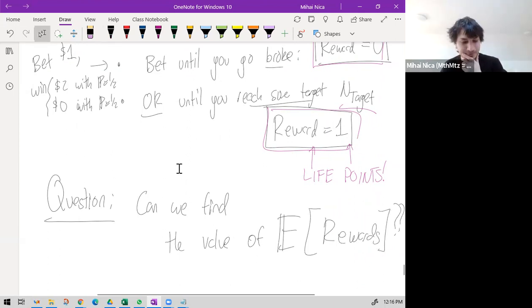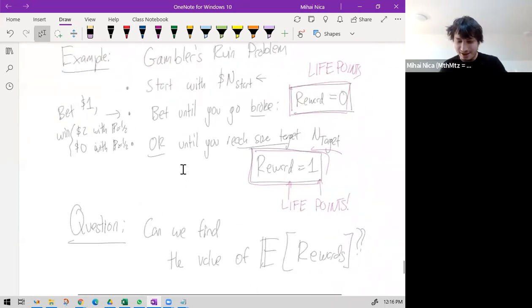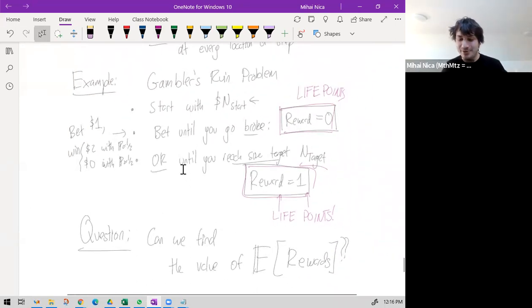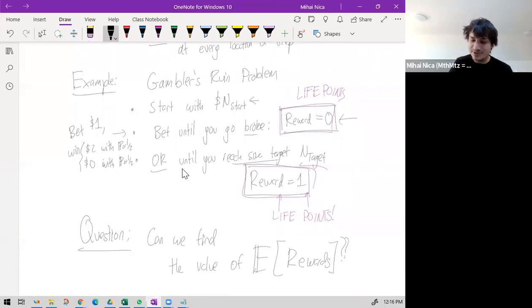Okay. So hopefully the problem is clear. We have this gambler, his bankroll is going up and down, and we want to know not something about his dollars, but something about his rewards, his life points. The other way you can see this problem, instead of thinking of it as a gambler, another colorful way people think about it is called the drunkard's walk.